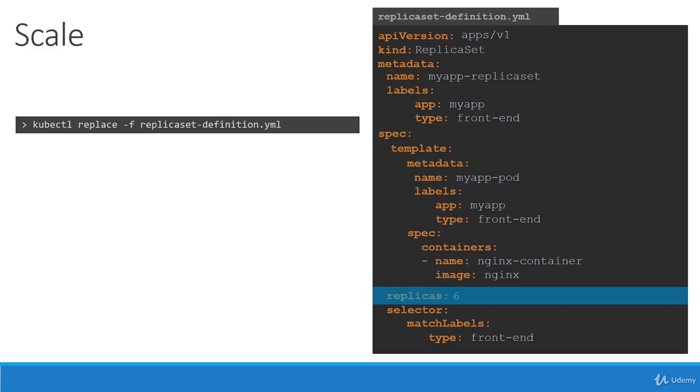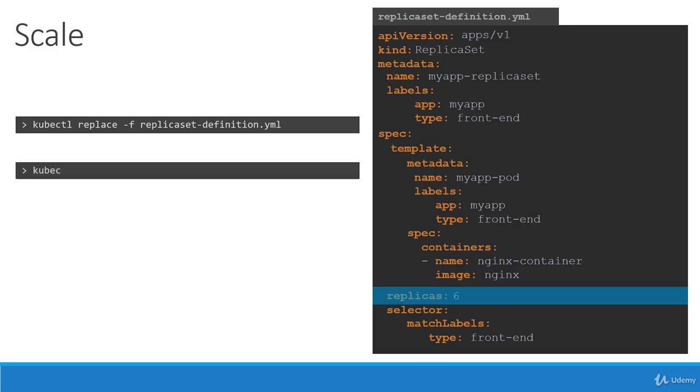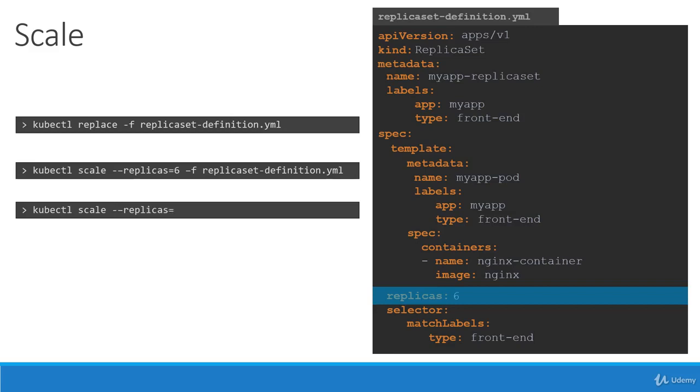The second way to do it is to run the kubectl scale command, use the replicas parameter to provide the new number of replicas, and specify the same file as input. You may either input the definition file or provide the replica set name in the type name format. However, remember that using the file name as input will not result in the number of replicas being updated automatically in the file. In other words, the number of replicas in the ReplicaSet definition file will still be 3, even though you scaled your ReplicaSet to have 6 replicas using the kubectl scale command and the file as input.